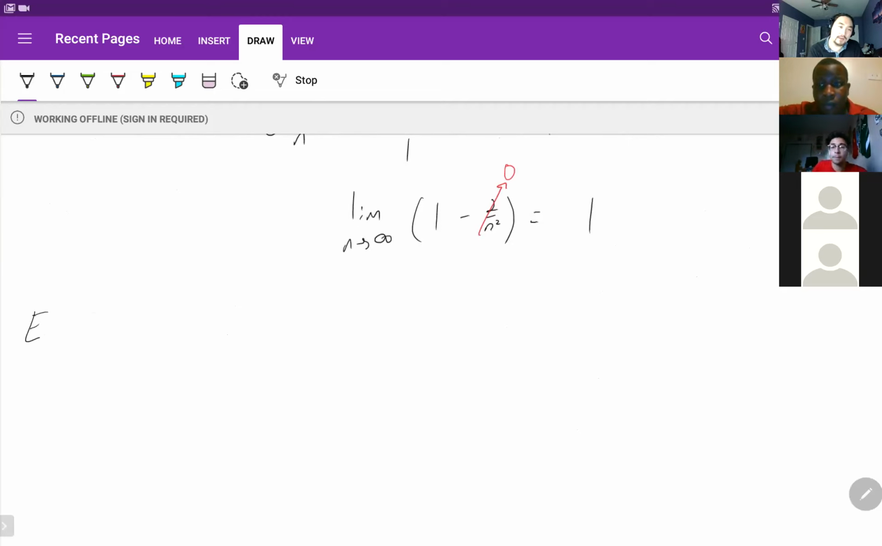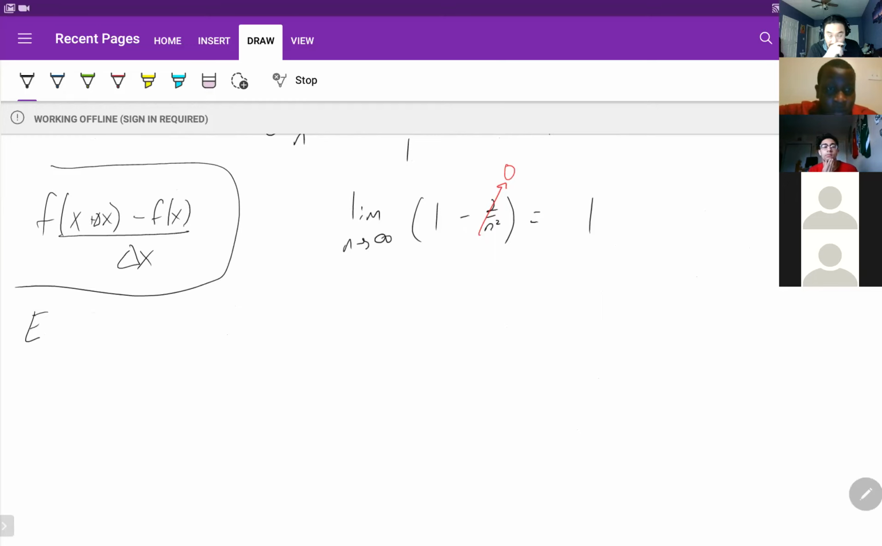Oh, I know what you're talking about. I think the formal definition of a derivative. Yeah, that's the formal definition of a derivative, that you learned in calc, in the beginning of derivatives. Let me show you one more example, then we can move on.